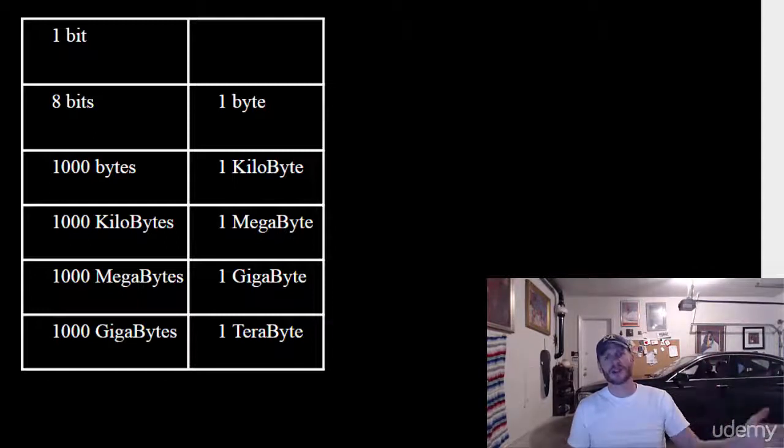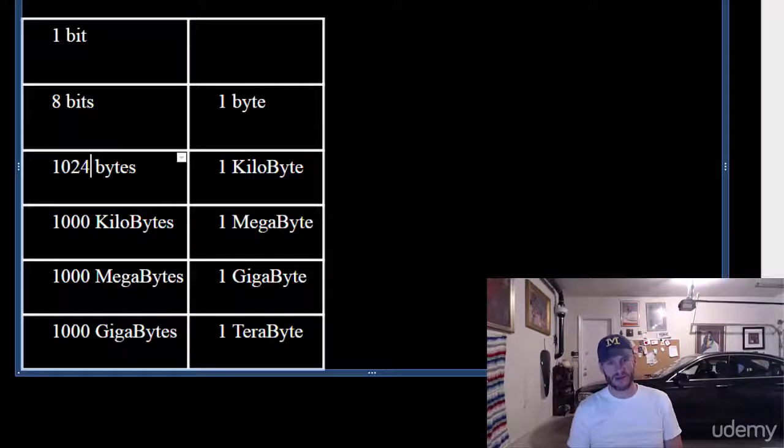If we have 8 bits, we call that a byte. If we have 1,000 bytes, we call that a kilobyte. If we have 1,000 kilobytes, we call it a megabyte. If we have 1,000 megabytes, we call it a gigabyte. If we have 1,000 gigabytes, we call it a terabyte. And now, really, this is 1,024.